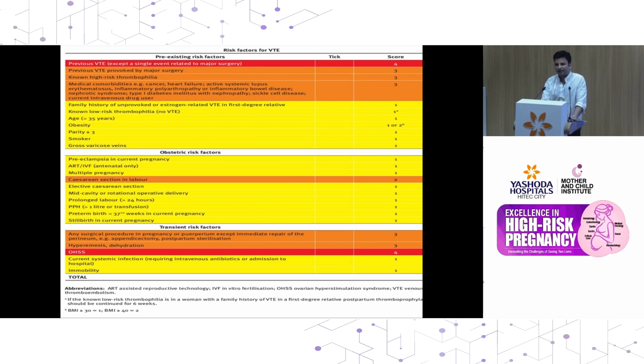Transient risk factors: in the first trimester, hyperemesis gravidarum we grade as 3, and ovarian hyperstimulation syndrome, we grade as 4. Any surgical procedure during pregnancy as well as postpartum, like postpartum sterilization, appendectomy, or cholecystectomy, we grade as 3. Immobility or prolonged travel of more than 4 hours, and hospitalization with intravenous antibiotics for more than 3 days for conditions like urinary tract infections, pyelonephritis, or respiratory tract infections, we grade as 1.